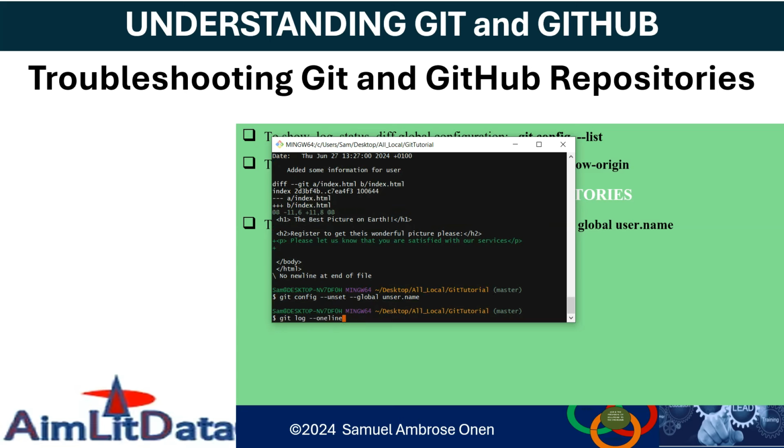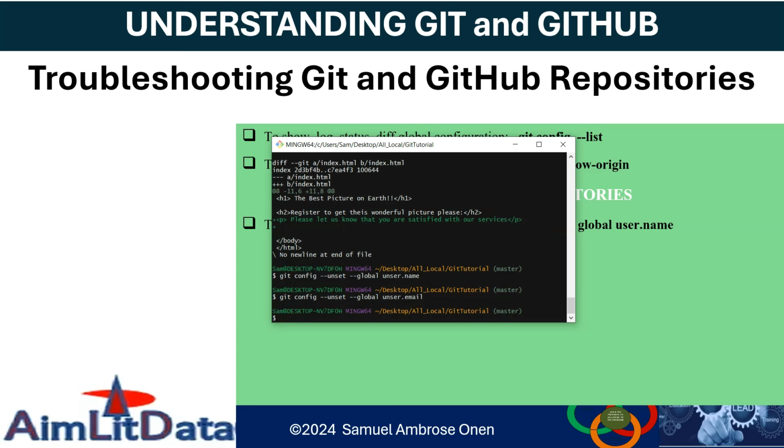And then I've done git config --unset --global user.email. And Git also accepted it.